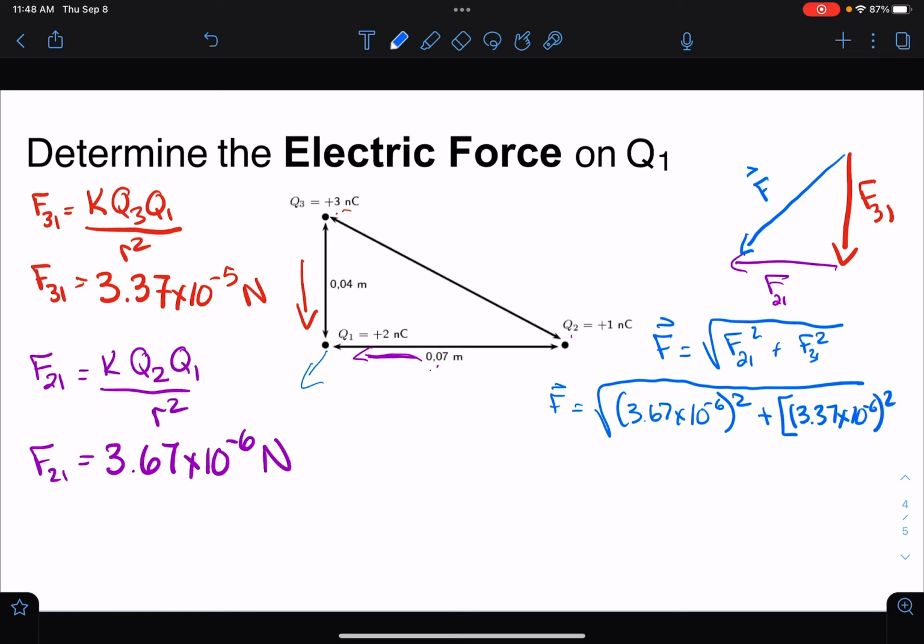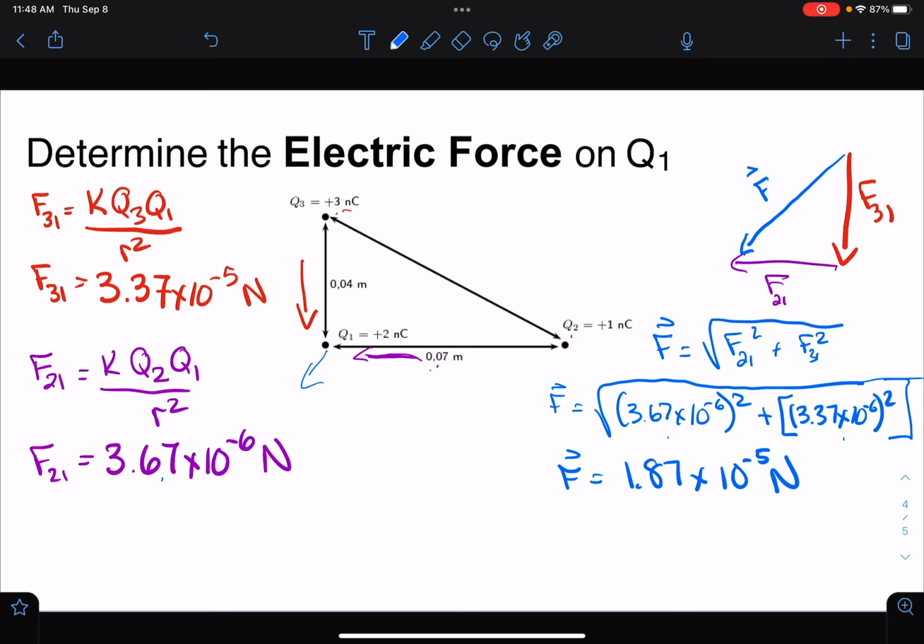I'm a big parentheses fan of my graphing calculator. So I always throw parentheses before the square just because you want to make sure that it's squaring the whole number and not just the exponent, okay? So I would type both of these in, add them up, and then do your second function square root, second function answer to get your grand total force, which is going to be 1.87 times 10 to the negative 5 newtons.